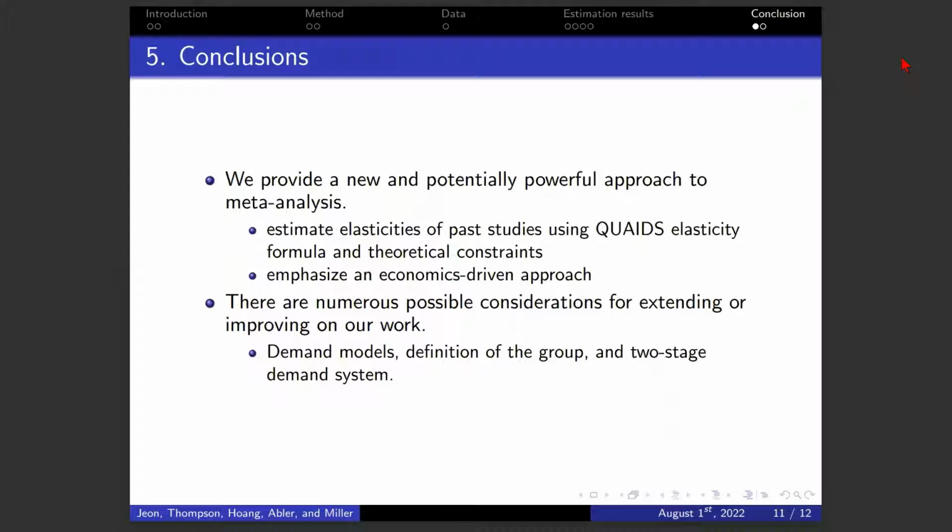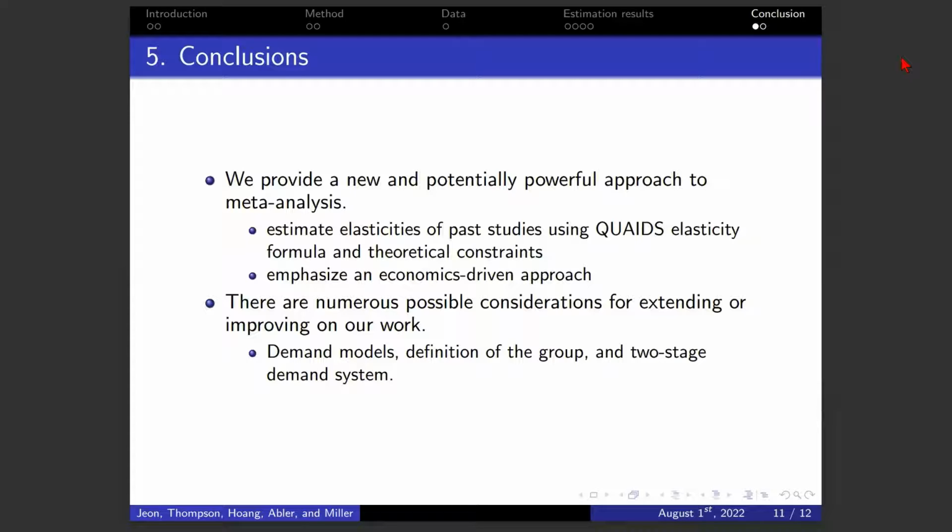Let me summarize. We suggest the new meta-analysis based on the quadratic age demand elasticity formula. So in doing so, we can maintain the same economic theory. However, there are possible considerations for improving on our work. For example, we can change our demand system from the quadratic age model to other demand systems.